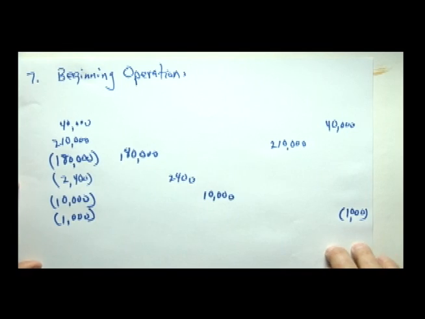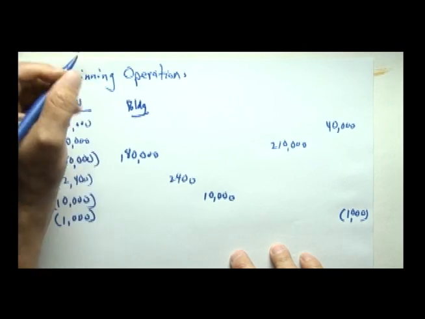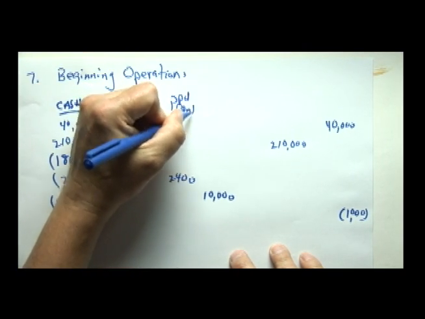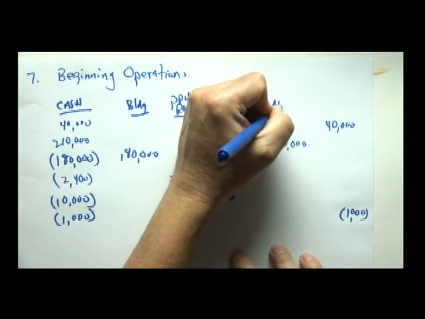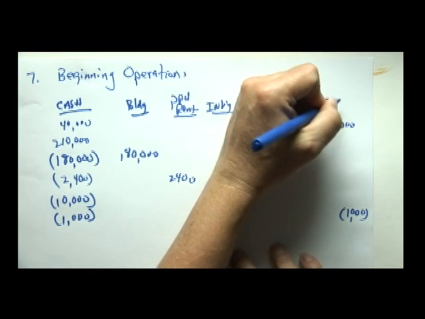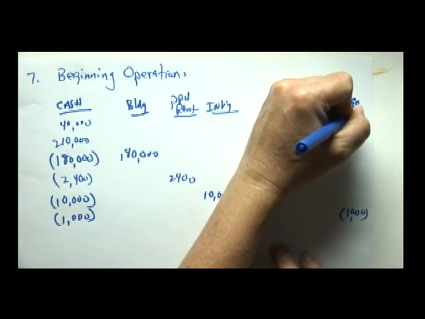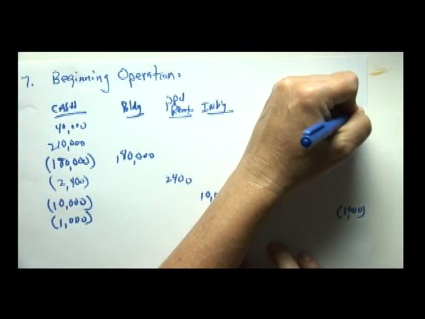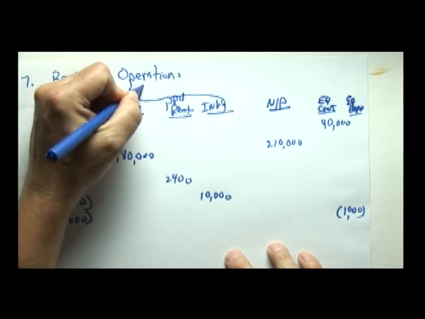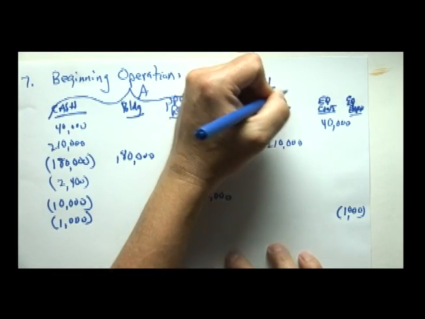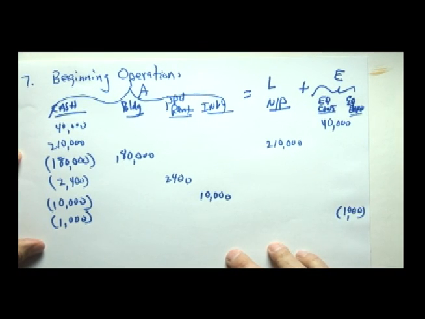I'm putting all the numbers here, but let's label this now. This is our cash column. This is our building asset column. This is our prepaid rent column. This, of course, is our inventory column of bikes. This is our notes payable. This is our equity contributed. And the far right column is called equity earned, E-A-R-N. And of course, with every transaction, our assets must always equal our liabilities plus our two equity accounts. That fundamental identity must always hold.